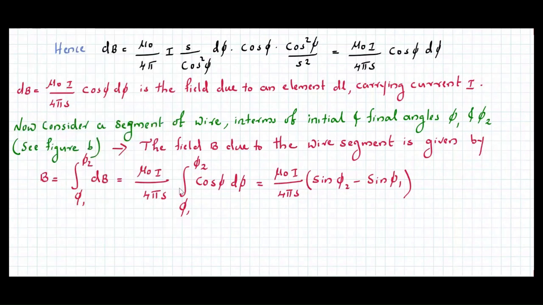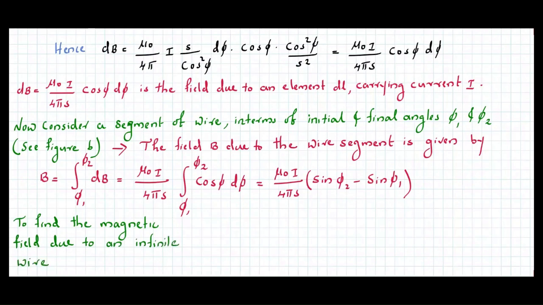Now, consider the special case where the length of the wire is infinite, that is, an infinite wire carrying a steady current I. What is the magnetic field due to such an infinite wire carrying a steady current I? What happens to phi1 and phi2 when the length of the wire becomes infinite? If you see the figure B, you can conclude that if the length of the wire is infinite, then phi2 becomes pi by 2 and phi1 becomes minus pi by 2.